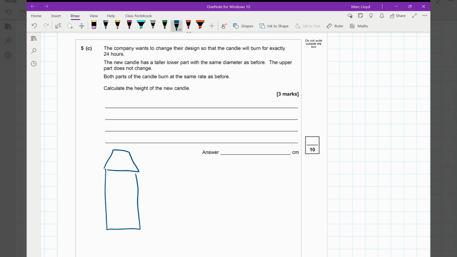Calculate the new height. So 24 take away 19.2 gives us 4.8. So that's the extra that we want. 4.8 times 0.39 is 1.872 because that's the rate at which it burns. And then the original height was 11, so we have to add that extended height that we need, and that gives us 12.872. Done. That's question 5, and I'll see you at question 6.